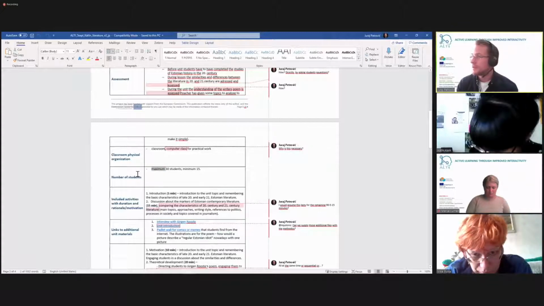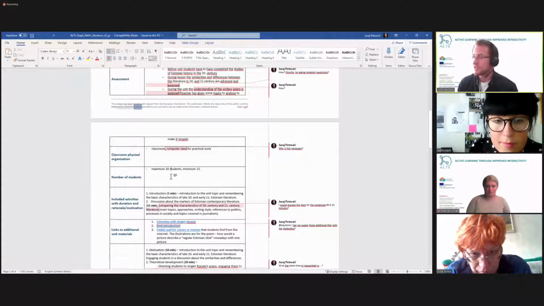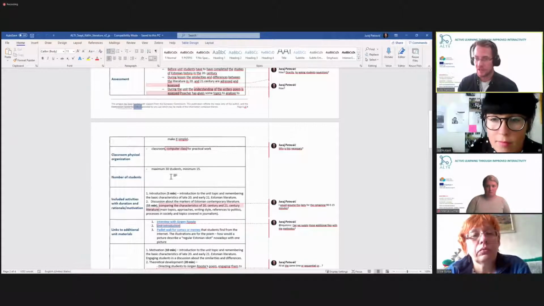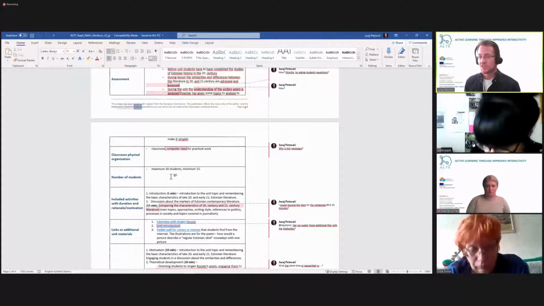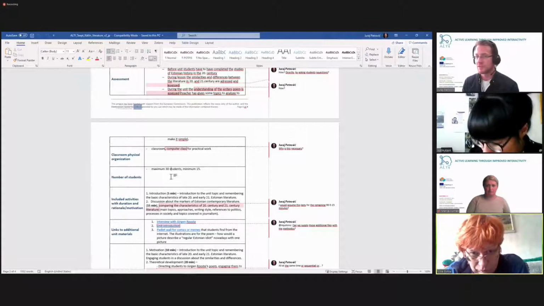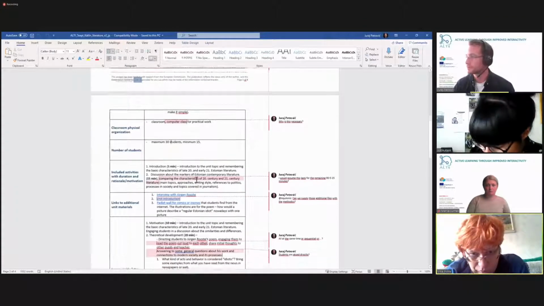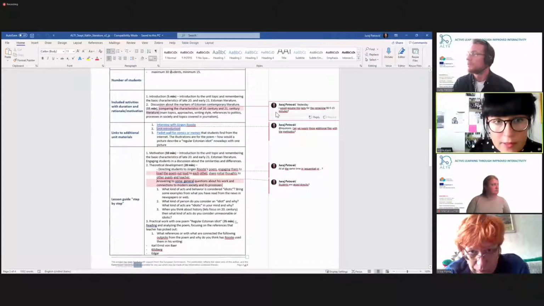Okay, then you said minimum 15 students, maximum 30 students. Can you just state here if the maximum is due to didactical reasons, so because you cannot engage more students in the discussion, or is it technology or some form of technical things that you're using? Yeah, it's for technical reasons.